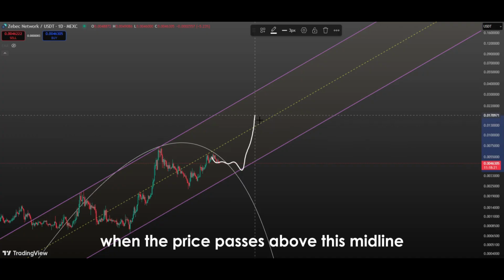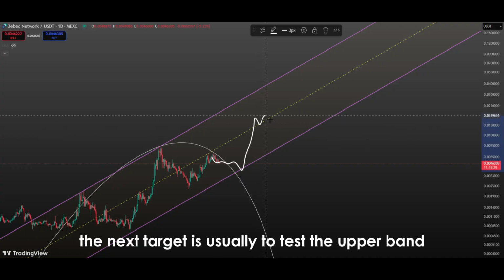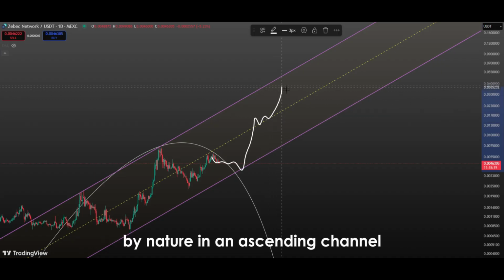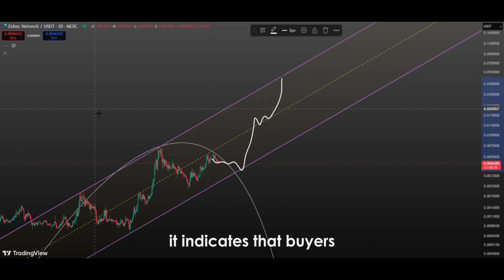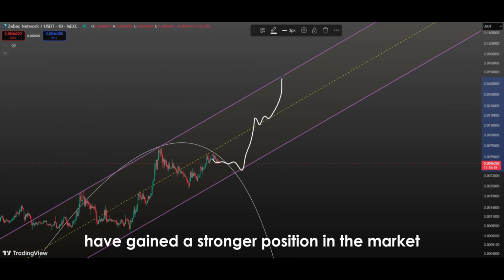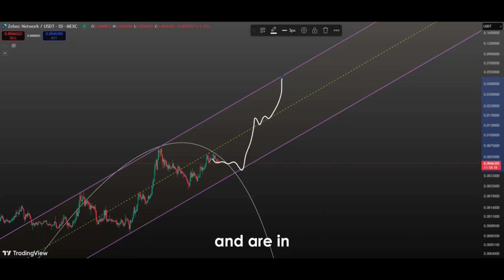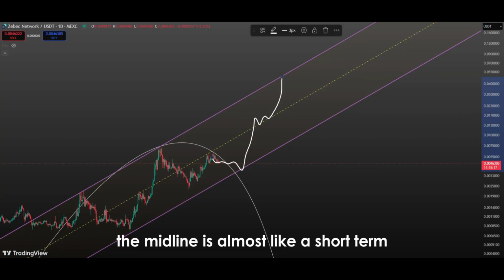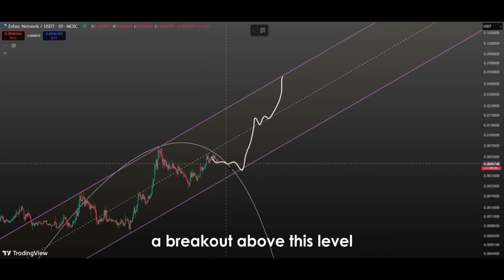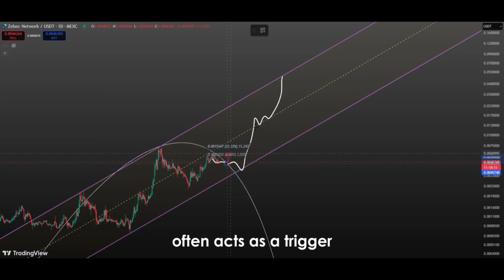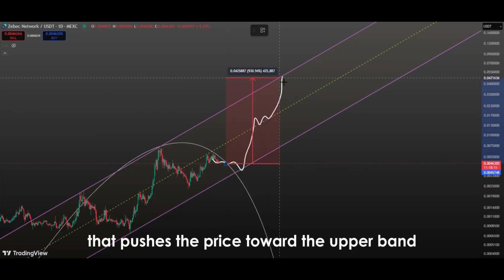When the price passes above this midline, the next target is usually to test the upper band. By nature, in an ascending channel, when the price rises above the midline, it indicates that buyers have gained a stronger position in the market and are increasing momentum. The midline is almost like a short-term psychological boundary for the price. A breakout above this level often acts as a trigger that pushes the price toward the upper band.